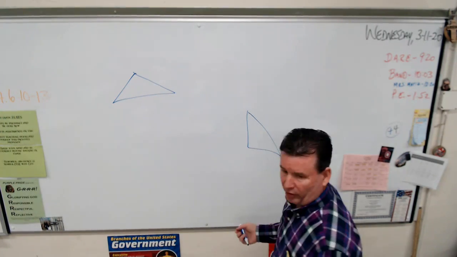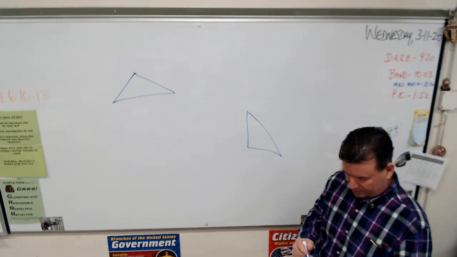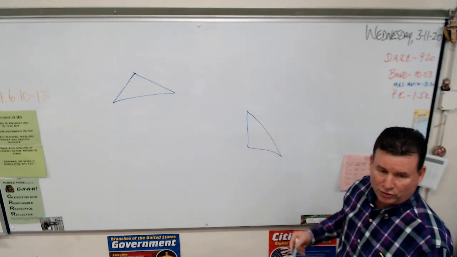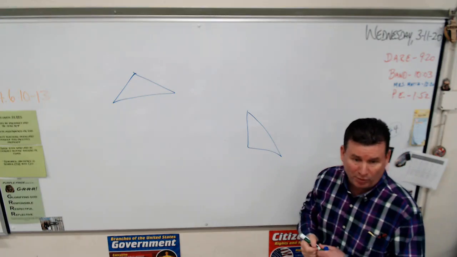And I tell you they're congruent. We're not even going to worry about if they are or not, right? Because I'm not a perfect artist. I tell you those two triangles are congruent, but I have to prove it.